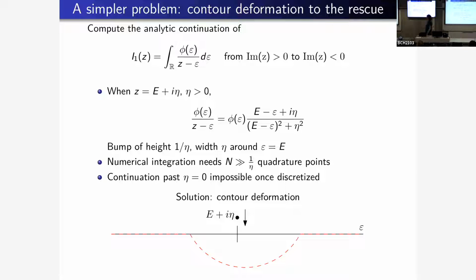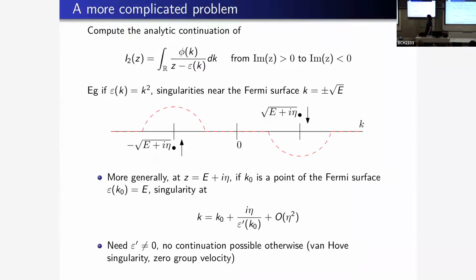Now we don't have this. We have things that depend on k, and we have integrals that look more like this: some integrand that depends on k, over z minus epsilon of k, and you integrate over k, not over epsilon. So here the contour integral is a bit harder to see, but you can still do the contour deformation.